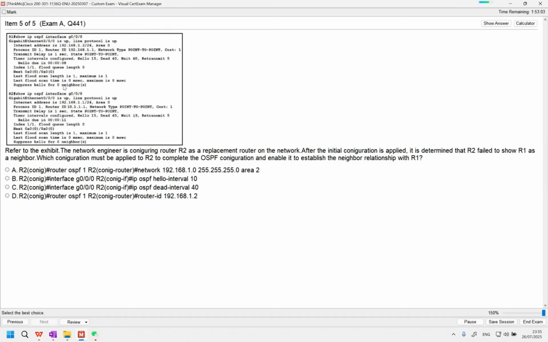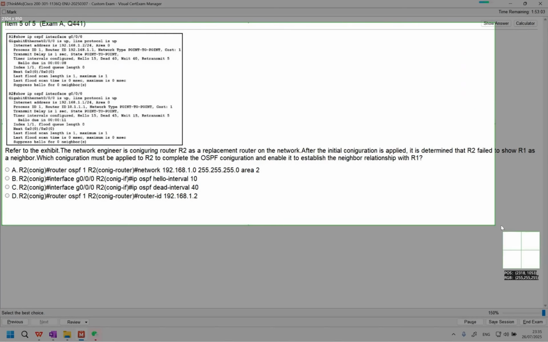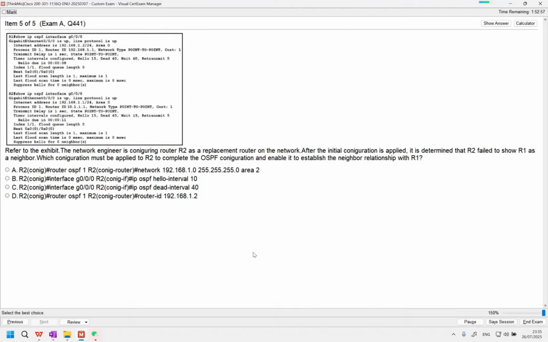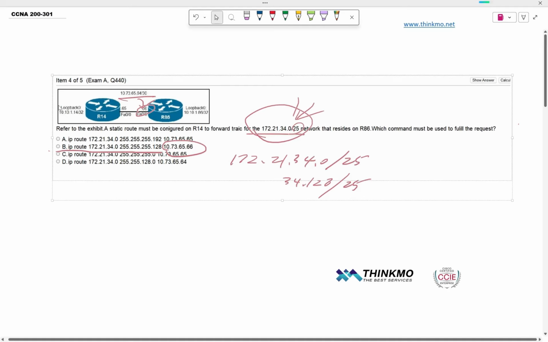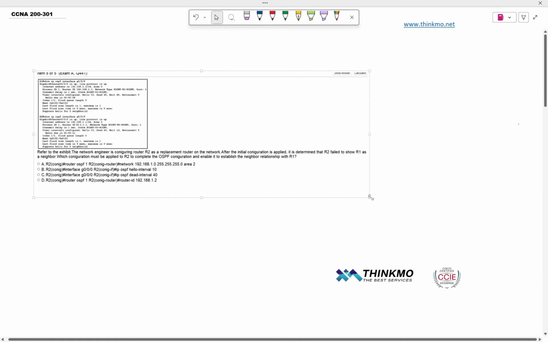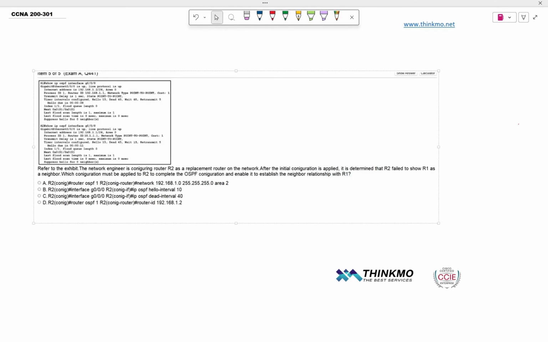All right, next one. Question 5. Finally, it's not a routing match problem. For this question, the diagram isn't very clear either. The issue here is that the neighbor relationship between the two routers, 2.1 and 2.2, can't be established. What is the reason?